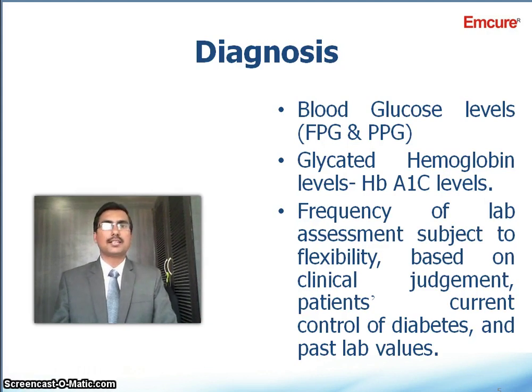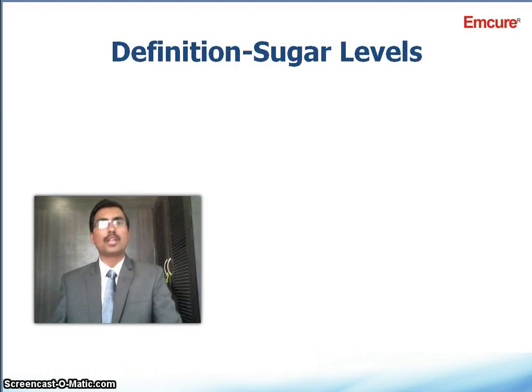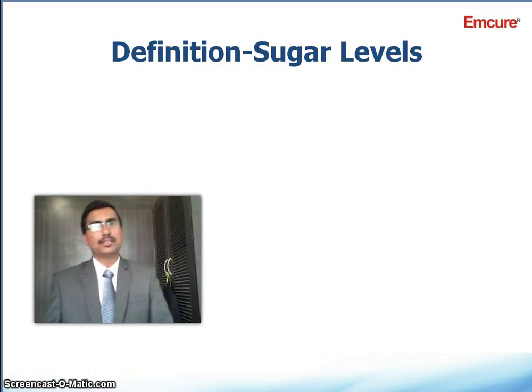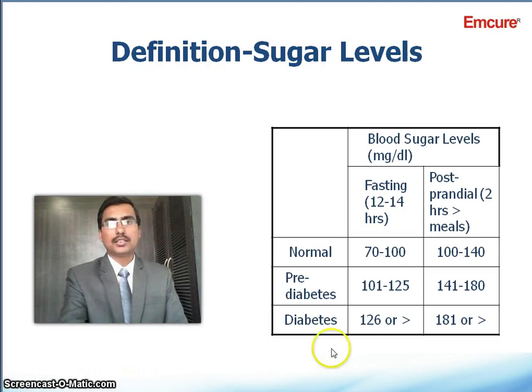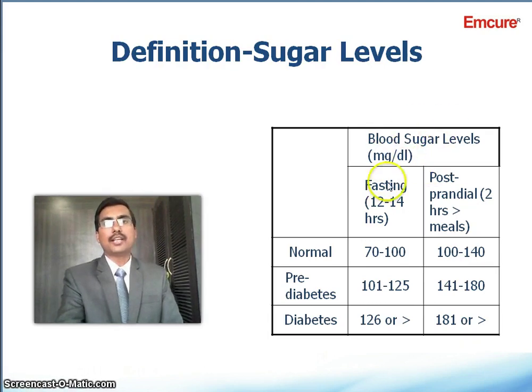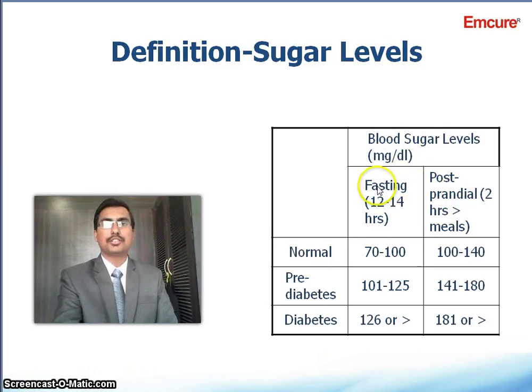Now let us understand the blood glucose level check, especially with respect to fasting plasma glucose and postprandial glucose. As per the American Diabetic Association, the blood sugar level can be measured in terms of mg per dl, as you can see in this chart. Now, blood sugar level can be checked with respect to fasting condition and postprandial condition.